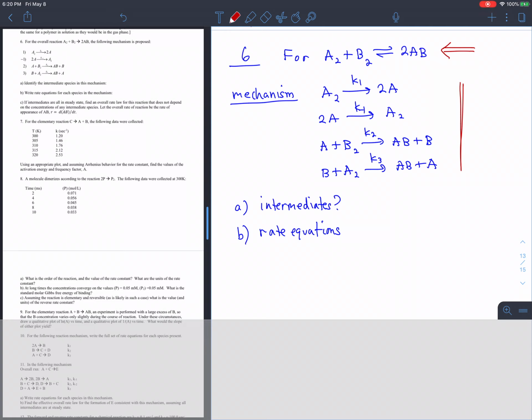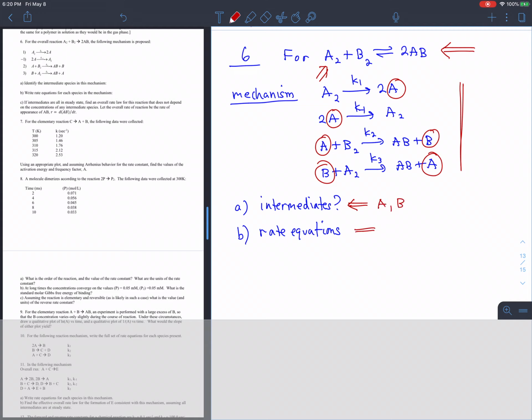And in the end, we're going to identify the intermediates. So actually, that's the first question. Let's just do that. What doesn't appear in the overall reaction? Well, A doesn't appear, so that's an intermediate. B doesn't appear, so that's an intermediate. Everything else does appear, right? That's an A, that's an A. A2, B2, and AB all are part of the overall reaction, so they are not intermediates. So A and B are the only intermediates.